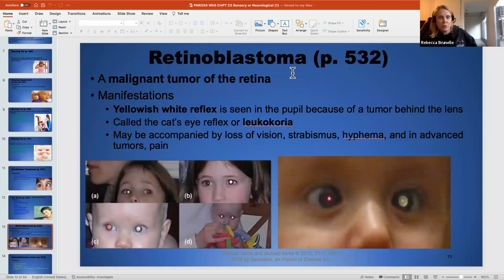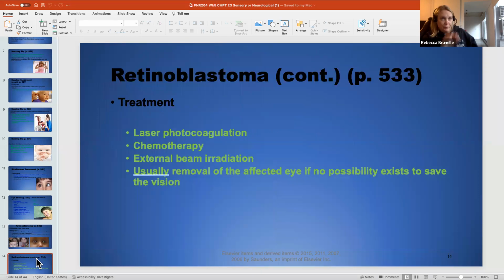So retinoblastoma is a cancer that occurs in childhood, and you'll see it here. All of these pictures have this white light in the retina. It's the yellowish bright reflex seen in the pupil, and is accompanied by vision loss and strabismus. Hyphema is going to be a little bloody spot in the white part of the eye. It responds to chemotherapy, but in the worst case scenario, they might actually have to remove the eye.